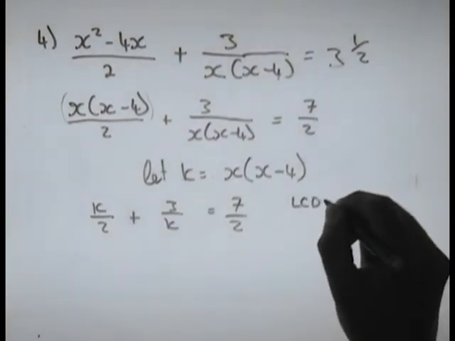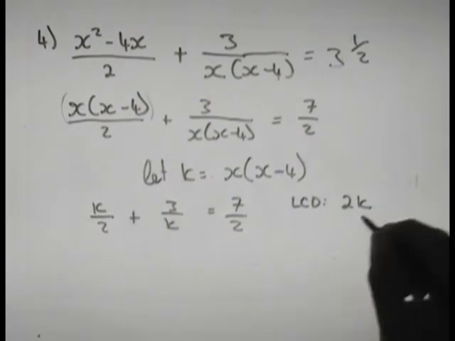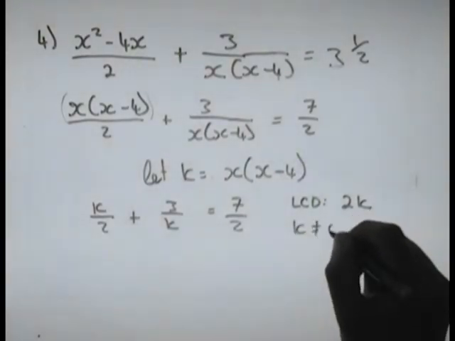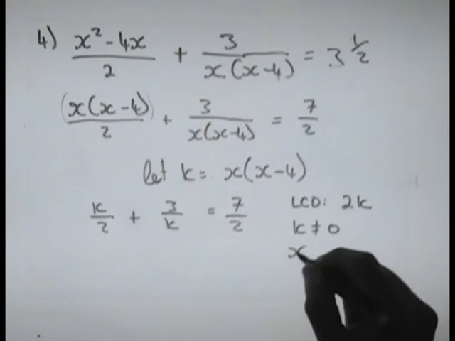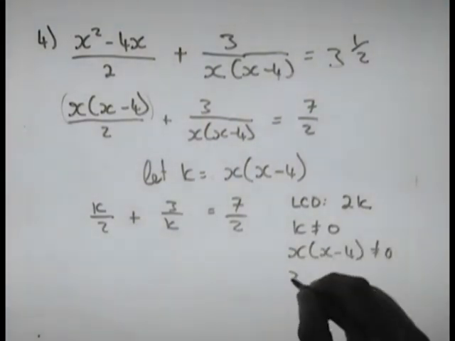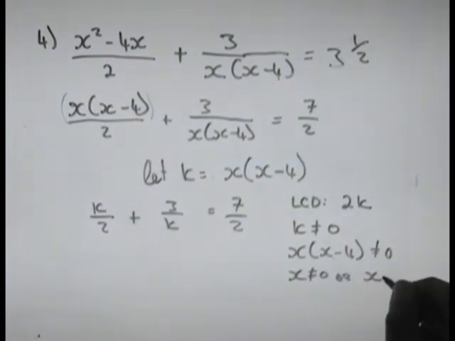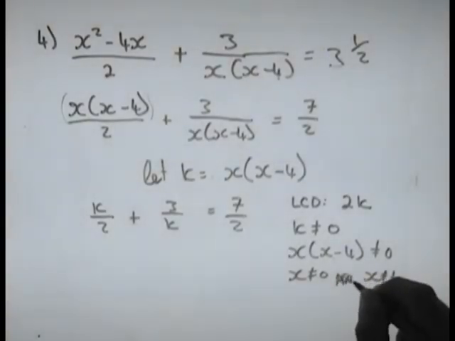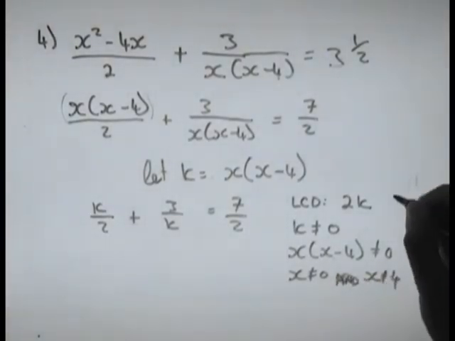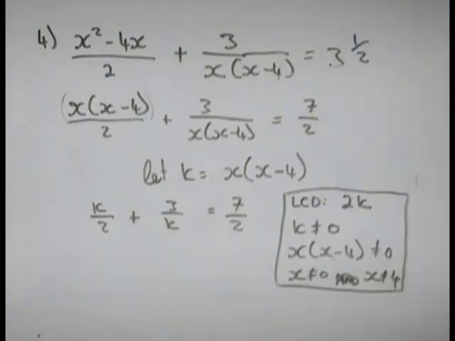My LCD in this case is going to be 2k. That means that k cannot equal 0. That means that x multiplied by (x minus 4) cannot equal 0. Means that x cannot equal 0, and x cannot equal positive 4. These are our restrictions. We now move on.